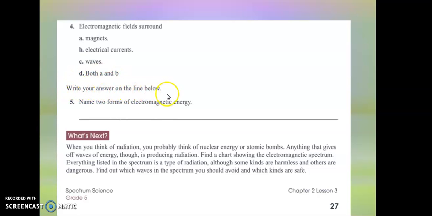Write your answer on the lines below. Name two forms of electromagnetic energy. You can use the same of the magnets, right? And you can investigate for other ways to make electromagnetic energy.